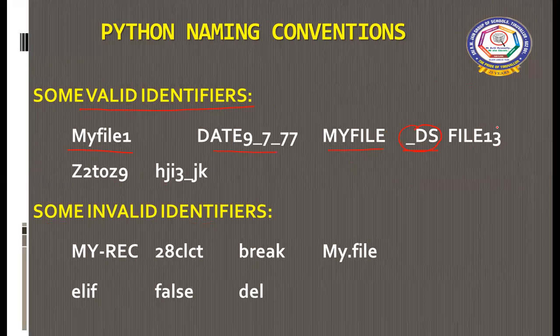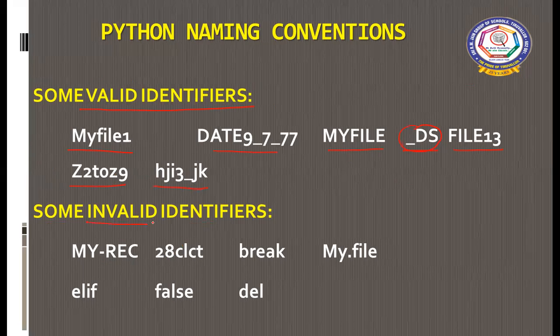File13, so we have 1, 3. The digits come after the characters, so you can call it a valid identifier. Z2, Z9, right? Even these are treated as valid identifiers.